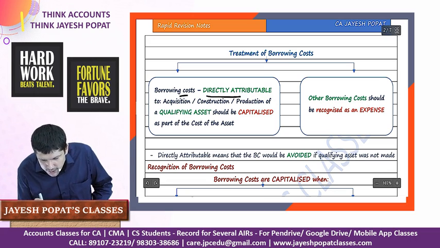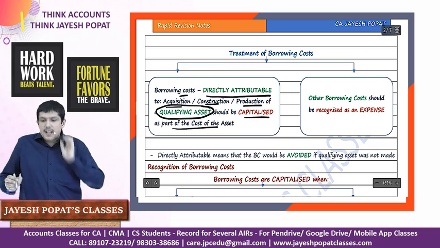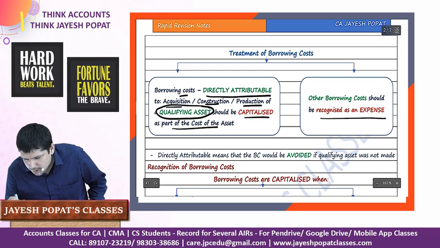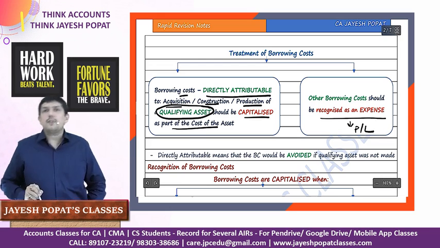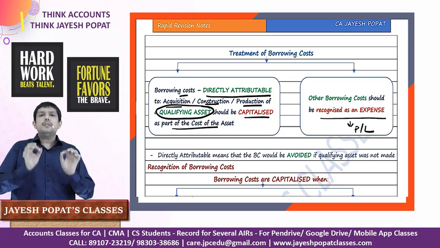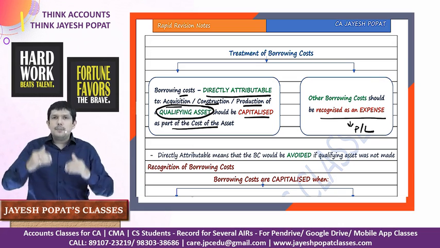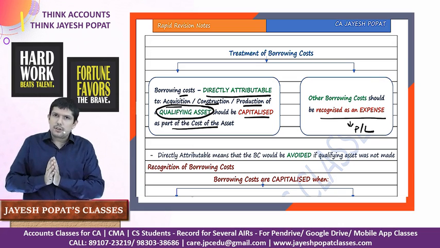Borrowing cost which is directly attributable to acquisition, construction or production of a qualifying asset should be capitalized as part of the cost of the asset. Other borrowing cost should be recognized as an expense in the statement of profit and loss. So any borrowing cost which is directly attributable to the acquisition, construction or production of a qualifying asset should be capitalized, or added to the cost of that asset.